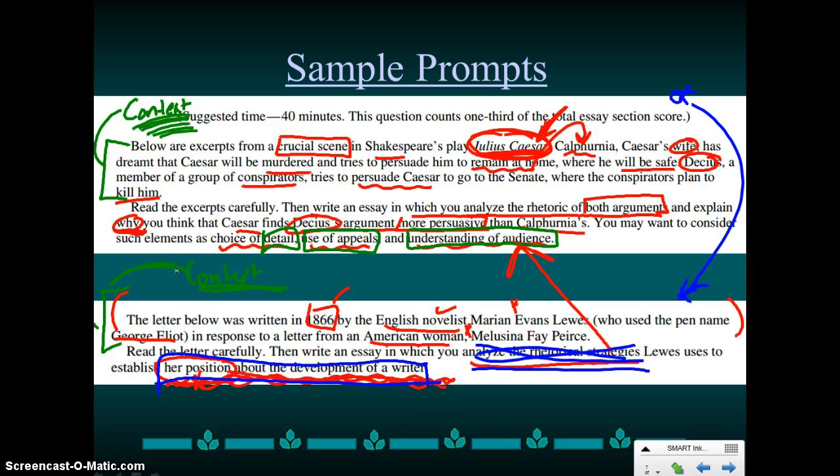So you'll notice that this prompt is much like the prompt above it with Julius Caesar, which you have spent the time annotating and identifying. It's very similar to this prompt here. This is how a lot of them will go. The only difference between the two is that this prompt down here, the one about George Eliot and writers, just has that hidden question, unlike the prompt above it.